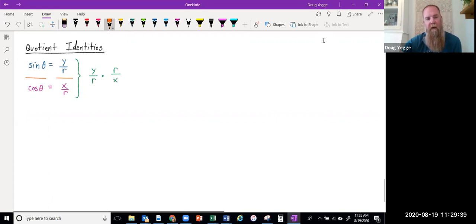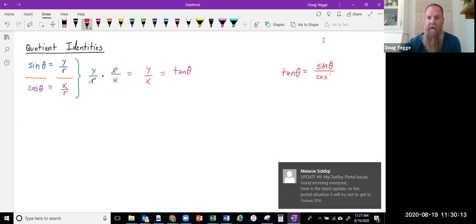And you can see at this point that the r's cancel, which leaves me with y over x. But notice that y over x is tangent theta. So we have now got another trigonometric identity that says that tangent of theta is always equal to the value of sine theta divided by the value of cosine theta.